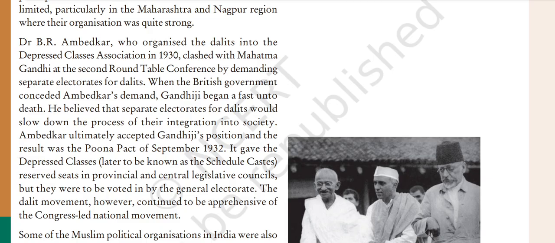It gave the depressed classes, later to be known as the Scheduled Castes, reserved seats in provincial and central legislative councils, but they were to be voted in by the general electorate. The Dalit movement, however, continued to be apprehensive of the Congress-led national movement.